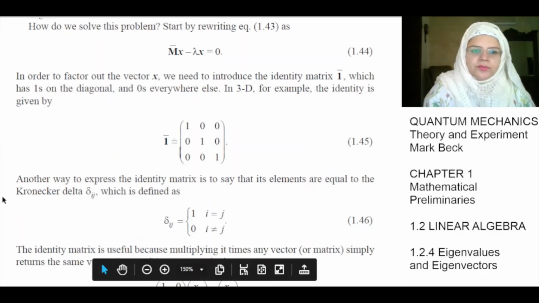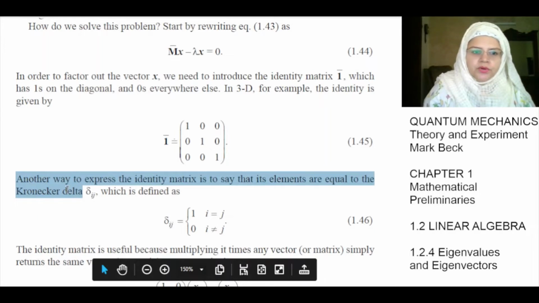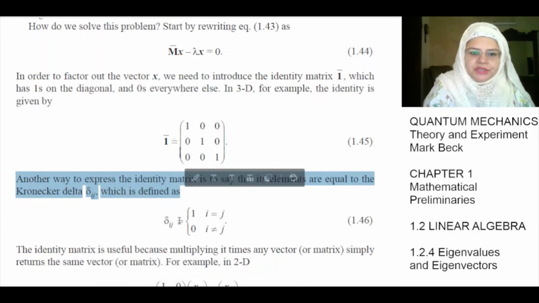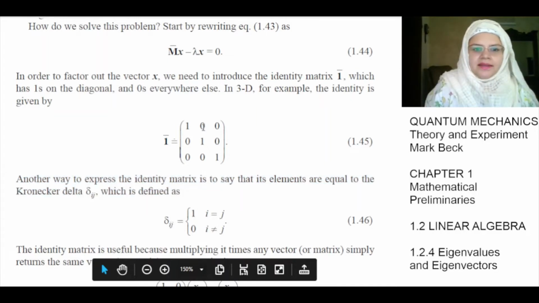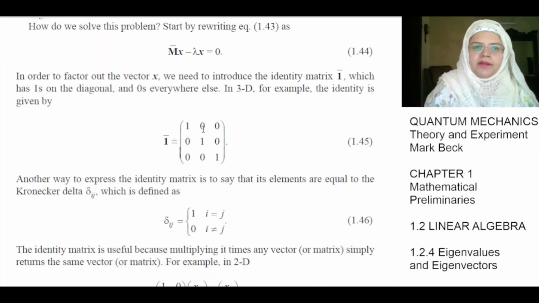Another way to express the identity matrix is to say that its elements are equal to the Kronecker delta delta ij, which is defined as delta ij is equal to 1 when i is equal to j and 0 when i is not equal to j. As we can see in the identity matrix, delta 1 1 is equal to 1, delta 2 2 is equal to 1, delta 3 3 is equal to 1, delta 1 2 is equal to 0, delta 1 3 is equal to 0, and so on.